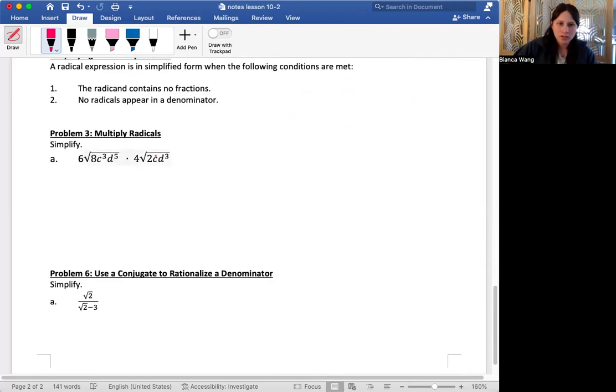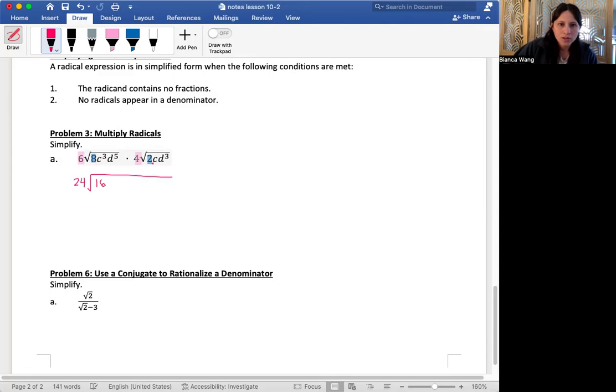Like, I want to multiply everything here. Well, really, I can just multiply my whole numbers together. I can multiply any like term that's in a radical together and bring them together under the radical. So 6 times 4 is 24. Everything else is in a radical, so 8 times 2 is 16.